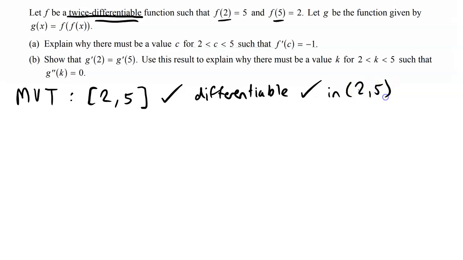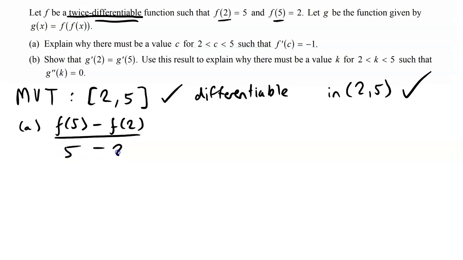Let me be more specific on what I mean by differentiable here, because it is a twice differentiable function. So we can use it in part A. Let's find the average rate of change: f of 5 minus f of 2, divided by 5 minus 2. Notice that we only look at these values, not the result, because that gets confusing for a lot of people. You have to use the value at 5 and the value at 2, and then divide by the subtraction of the inputs, the rise over run.